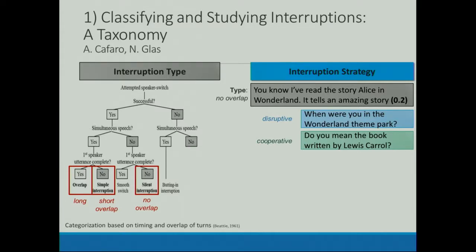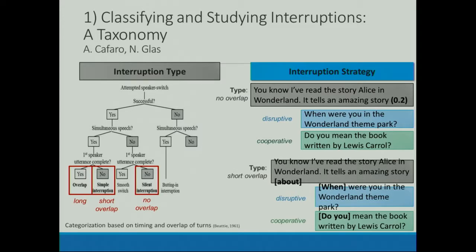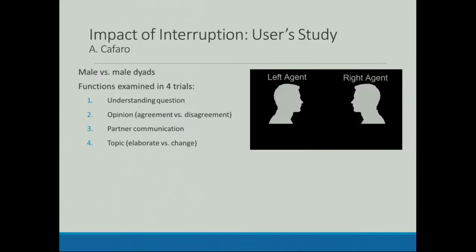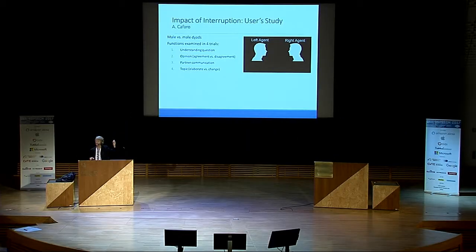For example, disruptive is when you talk about another topic, and cooperative is when you finish the sentence of the person, or ask clarification questions, okay? So we could see several types here. We looked at the impact of the different types of interruption. For that, we conducted, again, an evaluation study where we focus on the interruption types and the interruption functions, leaving aside the behaviors. That's why we use two silhouettes. They're exactly the same, with the same speech. I'm going to show you an example.